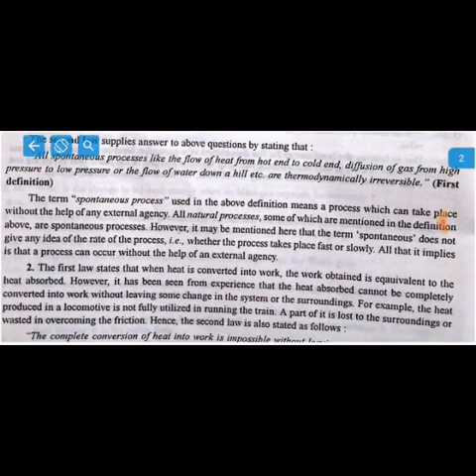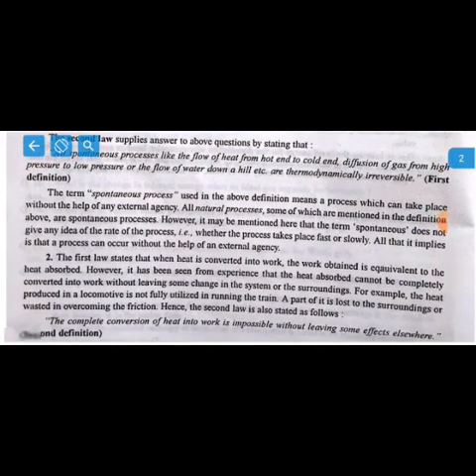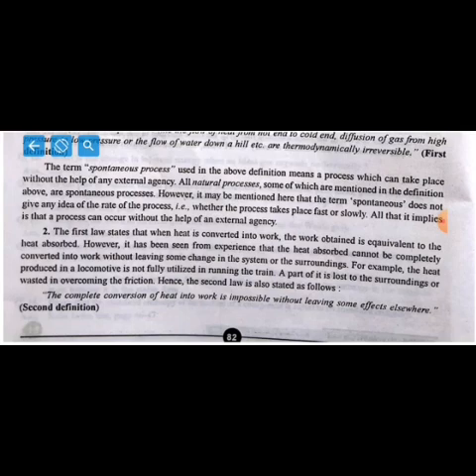First definition. The term spontaneous process used in the above definition means a process which can take place without the help of any external agency. All natural processes, some of which are mentioned in the definition above, are spontaneous processes. It may be mentioned here that the term spontaneous does not give any idea of the rate of process, that is, whether the process takes place fast or slowly. All that it implies is that a process can occur without the help of an external agency.